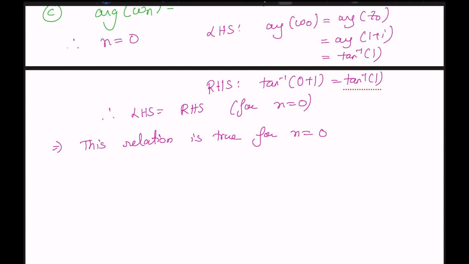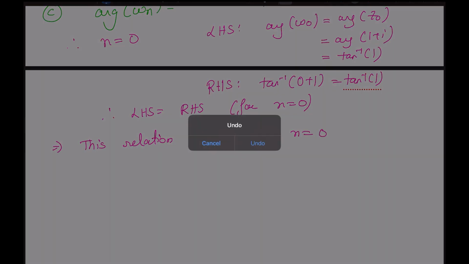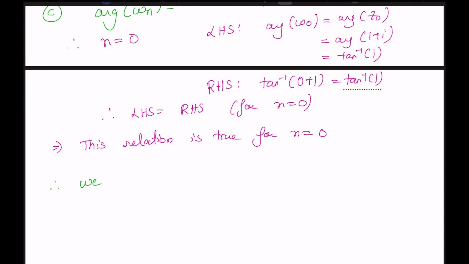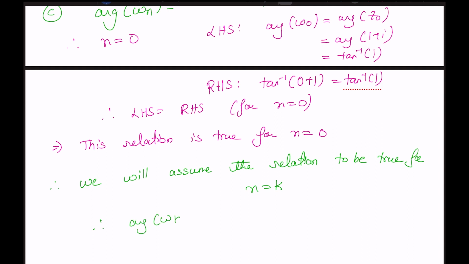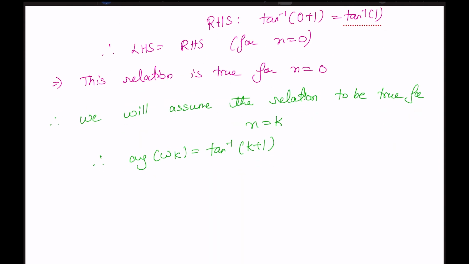Now we'll assume that this relation is true for n equals k. Assume the relation to be true for n equals k. So what happens is we'll assume that arg Wk is equal to tan inverse of k plus 1. We will assume this. Now we have to check whether it's true for n equals k plus 1.